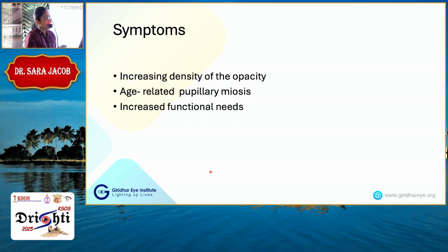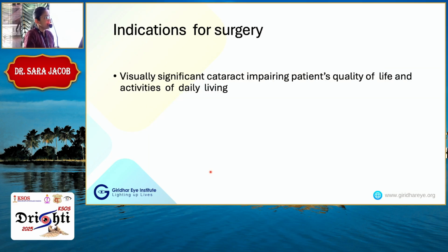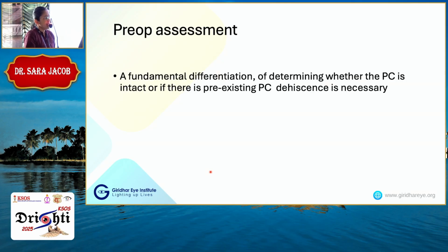With age, there is increasing density of the opacity, age-related pupillary miosis, and increased functional needs, which make the PPC more symptomatic. So the indication for surgery is a visually significant cataract impairing the patient's quality of life and activities of daily living. It is very important to note whether the PC is intact or there is a pre-existing PC dehiscence in the preoperative assessment.